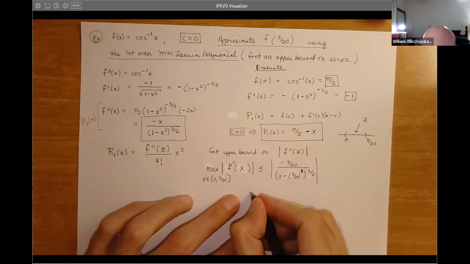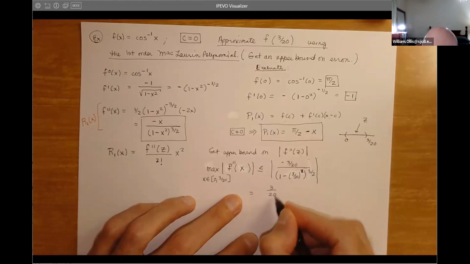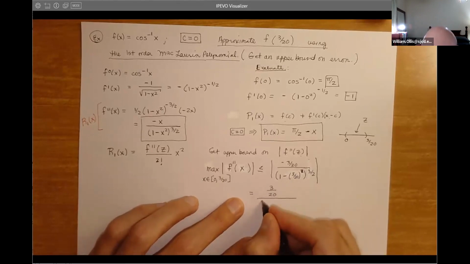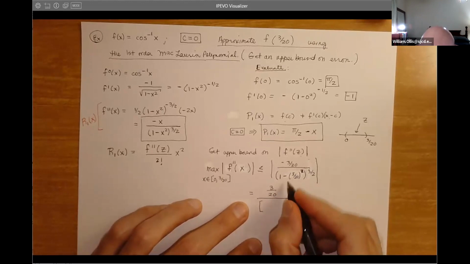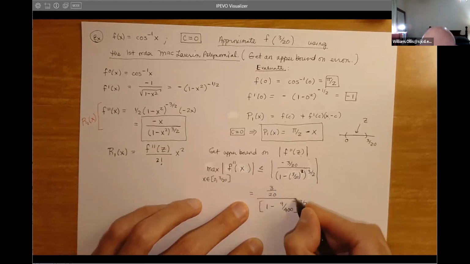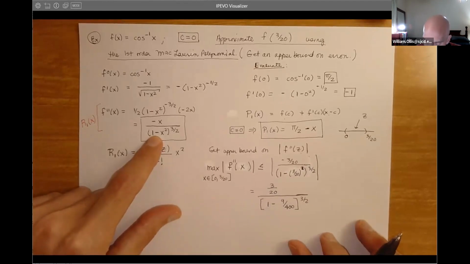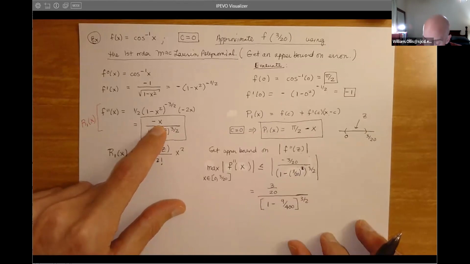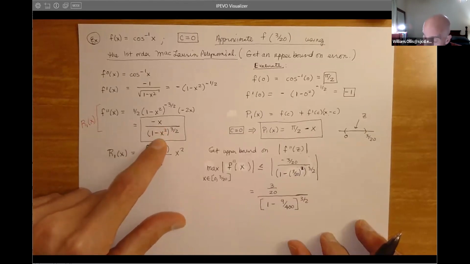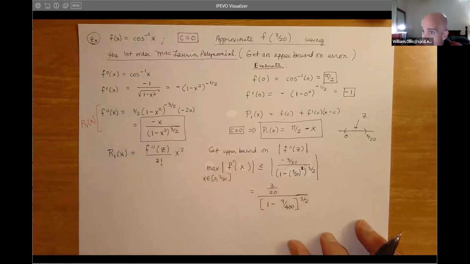And so now what does this give us? Well, we'll do absolute values. So we'll get 3/20. And then downstairs, we'll have 1 minus 9/400 to the 3/2. This is, again, just think about fractions. Make this fraction as big as possible in absolute value. You want to make the numerator as large as we can in absolute value, and the denominator small. So that's why we do this.